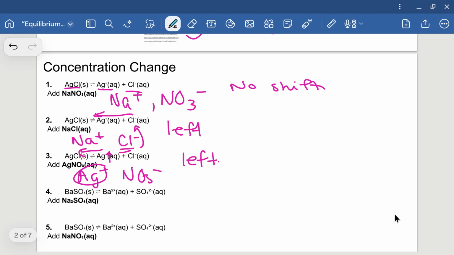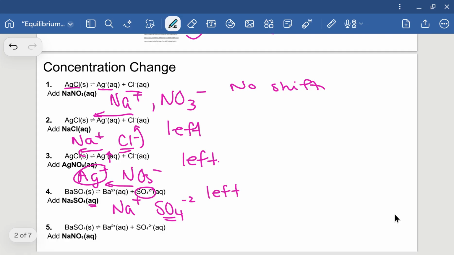Moving on to this next equilibrium system. Again, we have that aqueous system. We can write down these ions. I would have sodium positive and SO4 2 negative. So we see this ion directly. We're going to be adding in, you shift away. So if it was on the product side, you shift towards the reactant side. So that's to the left.